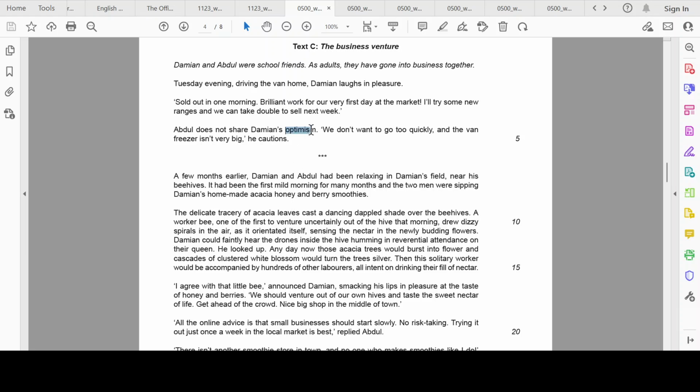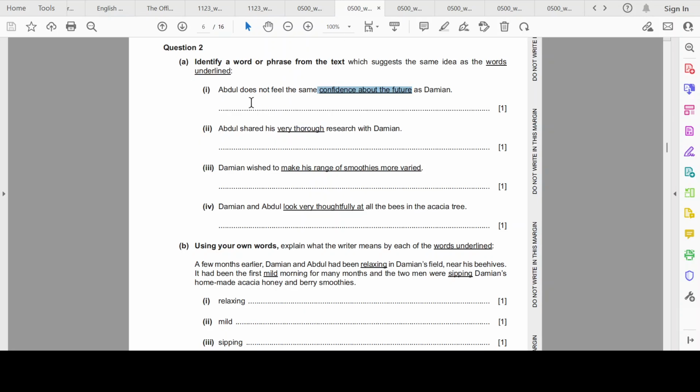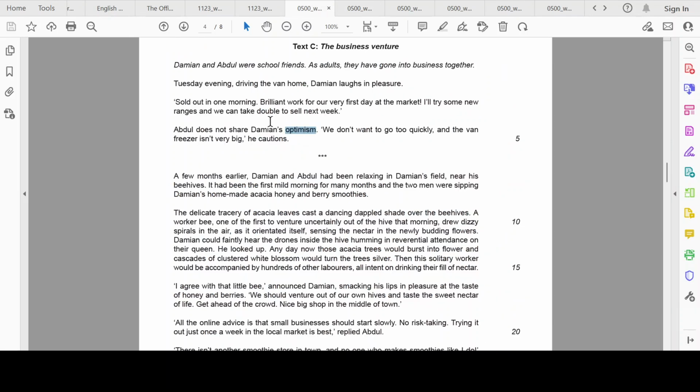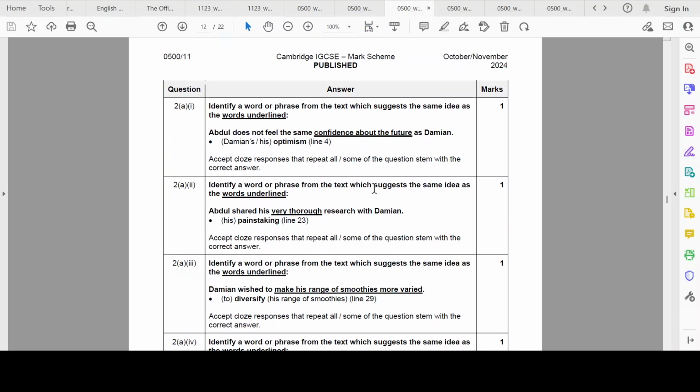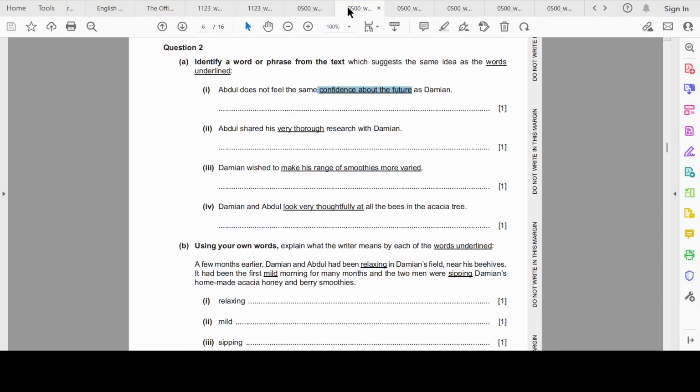So let's say it's optimism. Over here, Abdul does not feel the same confidence about the future as Damien. And so Abdul does not share Damien's optimism. So I'd go with optimism. And if I check the mark scheme, I'm pretty sure that's going to be what they're looking for. So there you go. So it's going to help with your vocabulary.